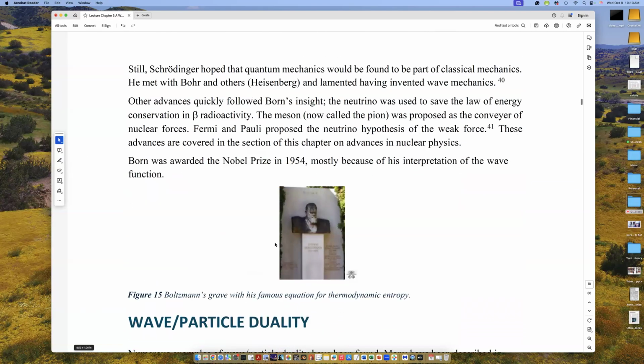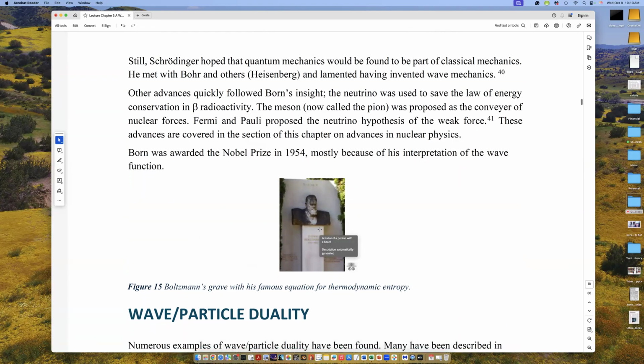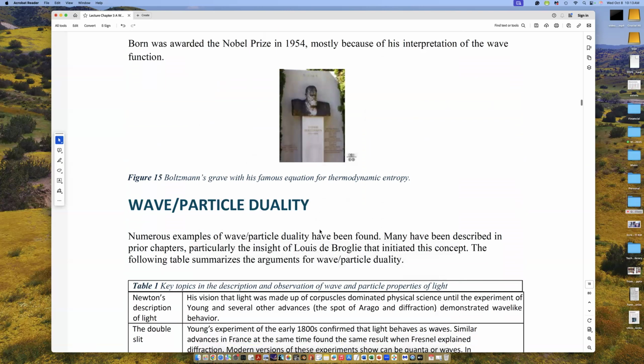Here's one of the elders, Boltzmann, and he has this famous grave site with an equation. I know you can't read it there, but there's an equation there he invented in the 1880s. He was among those that created the first version of the theory and faded away.